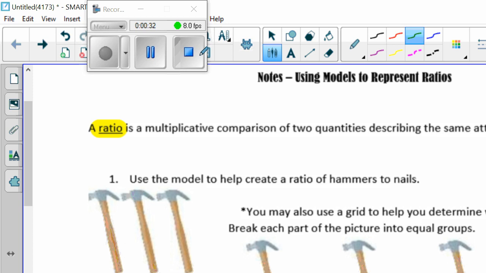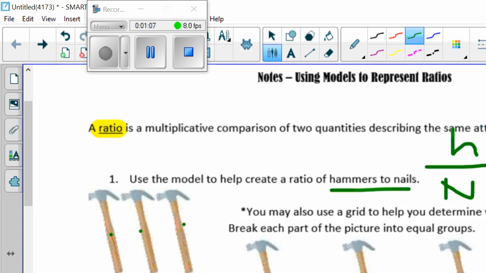It says use the model to create a ratio of hammer to nails. So this tells me that I'm going to set up hammer over nails. There's a couple of ways you can do this. You can start from the whole picture on the left, and I can count my hammers: 1, 2, 3. And then I can count my nails: 1, 2, 3, 4, 5, 6, 7, 8, 9, 10, 11, 12. And that will get me 3 over 12. But then I need to always simplify my fractions. So that simplifies to 1/4.